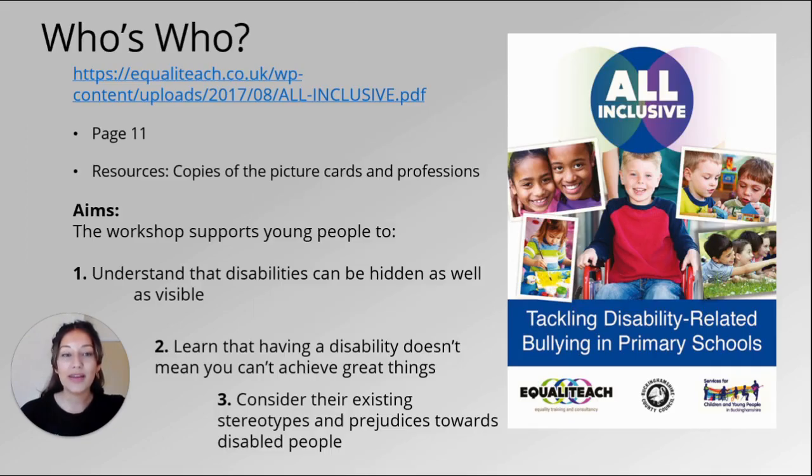The activity we're looking at today is called Who's Who and can be found on page 11. This activity can be done at home or at school with children aged 8 to 11. The activity explores and deconstructs common stereotypes and prejudices about people with disabilities, such as the common myth that disabled people cannot achieve great things, and helps young people understand that disabilities can be hidden as well as visible.